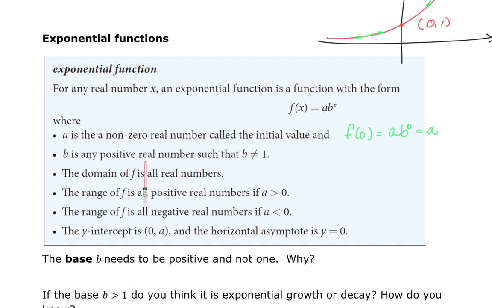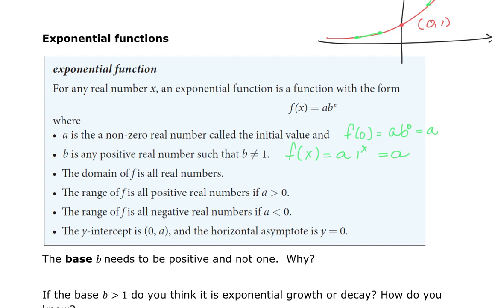b can be any positive real number, and it can't be 1. And you're thinking, why can't it be 1? Well, because if I did f of x is equal to a times 1 to the x, this is just going to give me a, no matter what I put in for x, which is just a horizontal line, so that's not interesting.